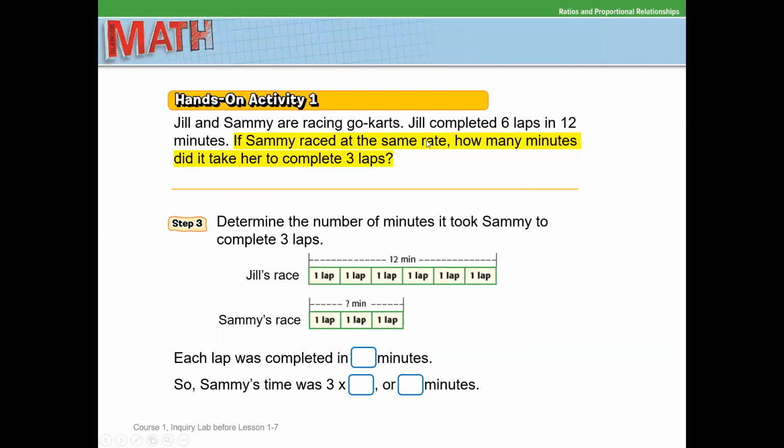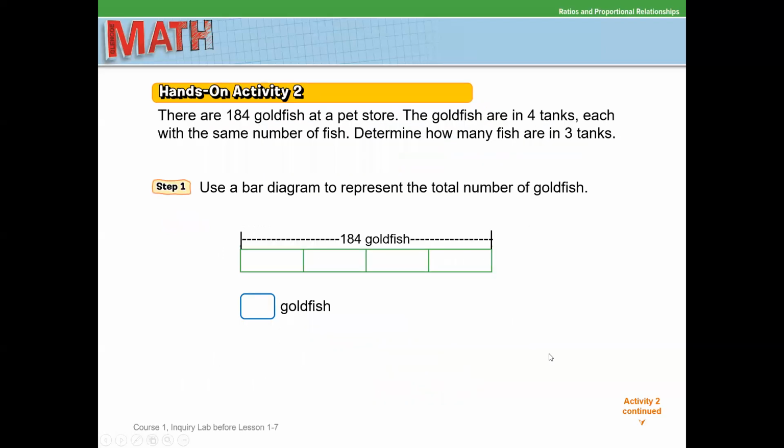Now, if Sammy raced at the same rate, how many minutes did it take her to complete 3 laps? Okay, each lap was completed in how many minutes? Jill's race, she did 6 laps in 12 minutes, and Sammy is running at the same rate, the same speed. She only ran 3 laps. How long will it take her to run those 3 laps? Each lap was completed in 2 minutes, so Sammy's time was 3 times 2, or 6 minutes.